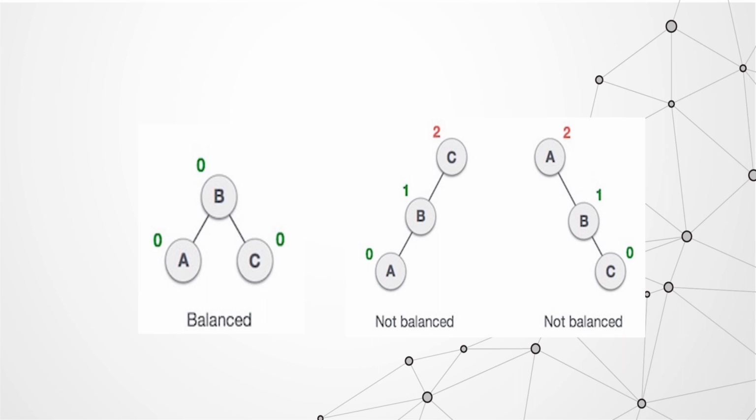So all the nodes have a balancing factor of 0. That comes under the range. That's why we can say this tree is a balanced tree.